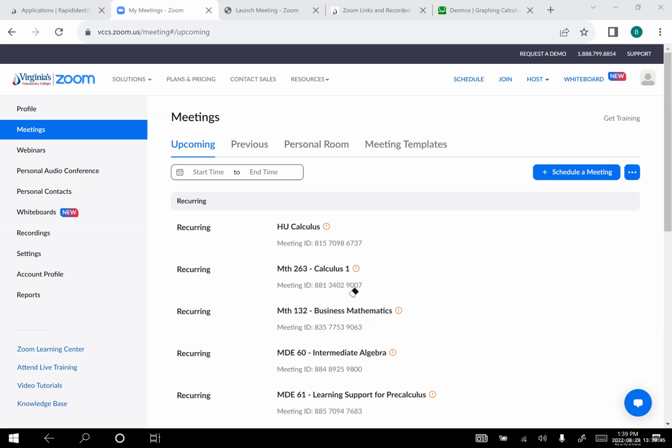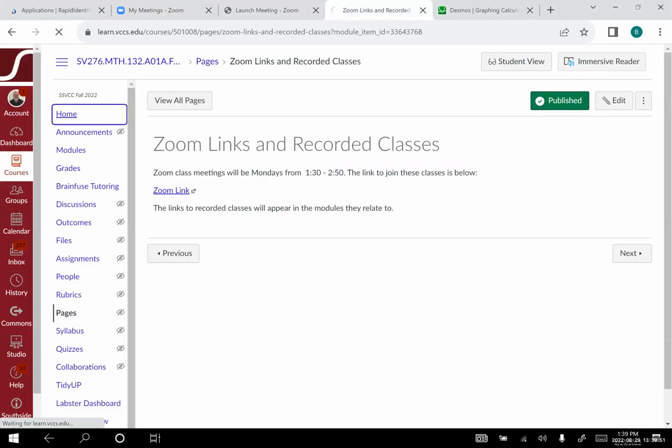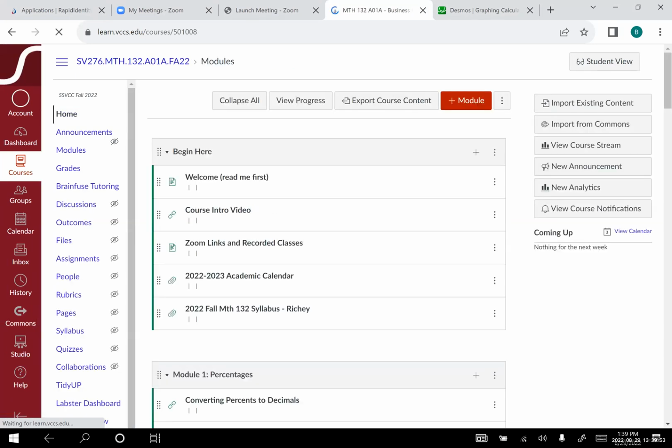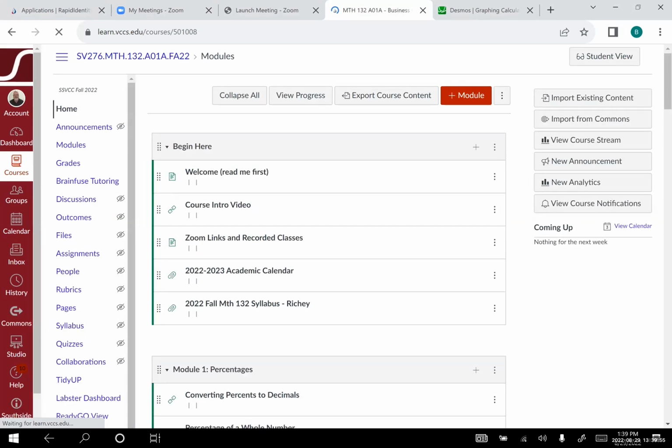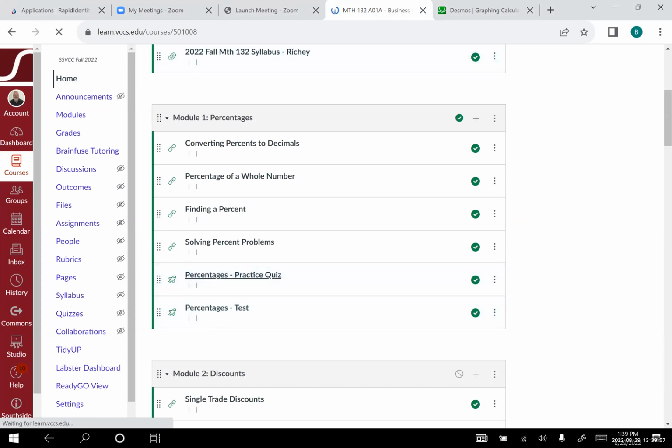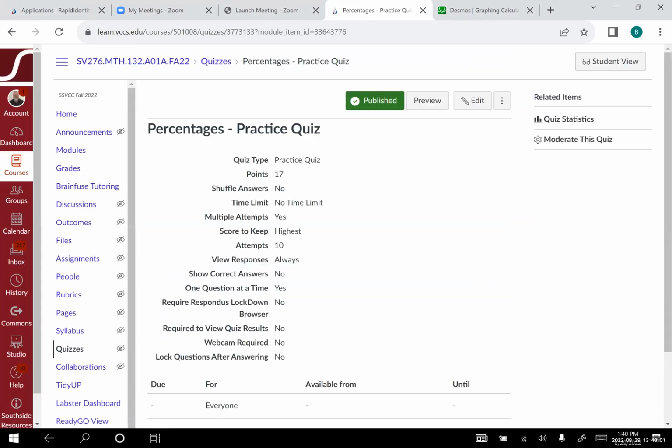All right, let's see. Where am I? Back to the class, and practice quiz. Here we go. So we'll go through and actually take this. There'll be some calculator work here. None of it's terribly difficult though.